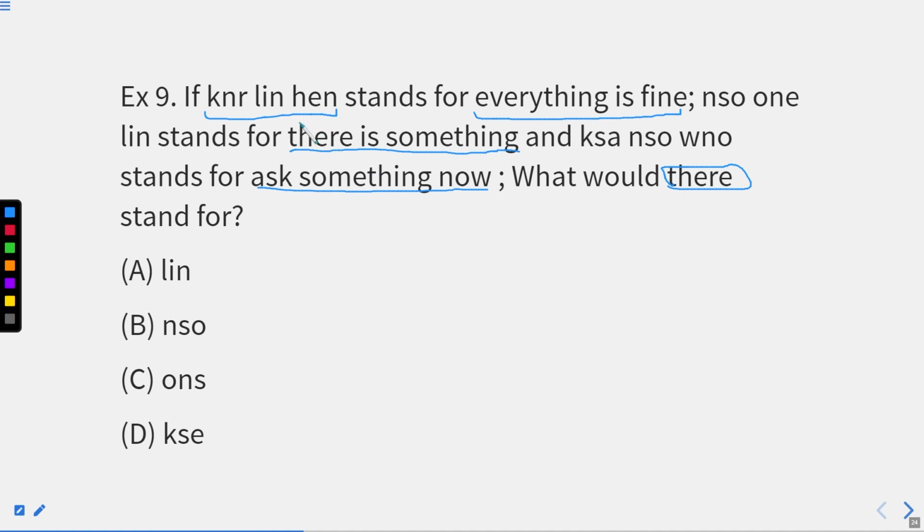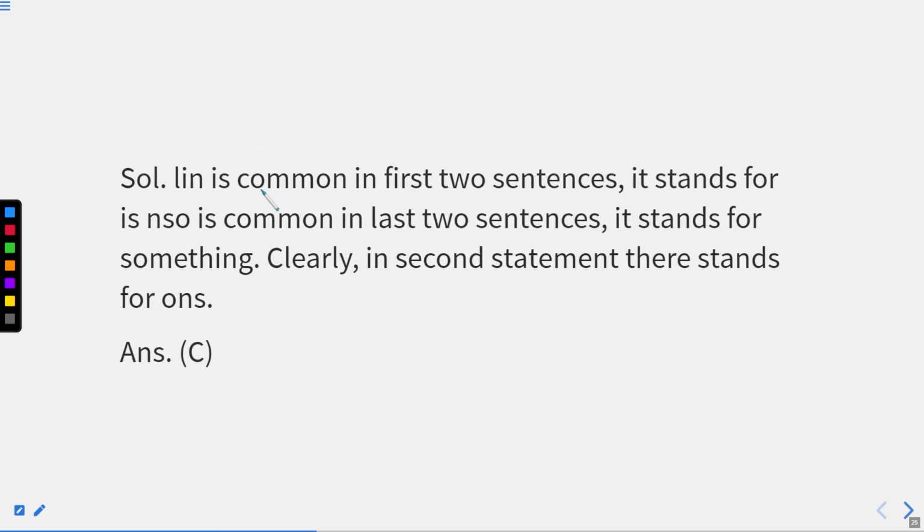In this question, we'll compare and find something common. How are we going to find this? We know that is here, is also here. Nothing else is common between both these things. So we need to find out between this and this what is common. That is your LIN. So is stands for LIN. In this manner we are going to find out. Okay. So LIN is common in the first two sentences. So it stands for is.